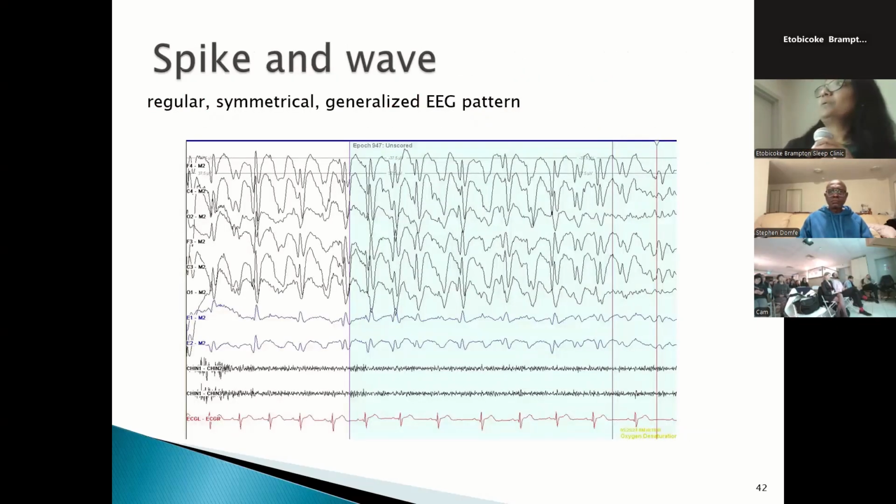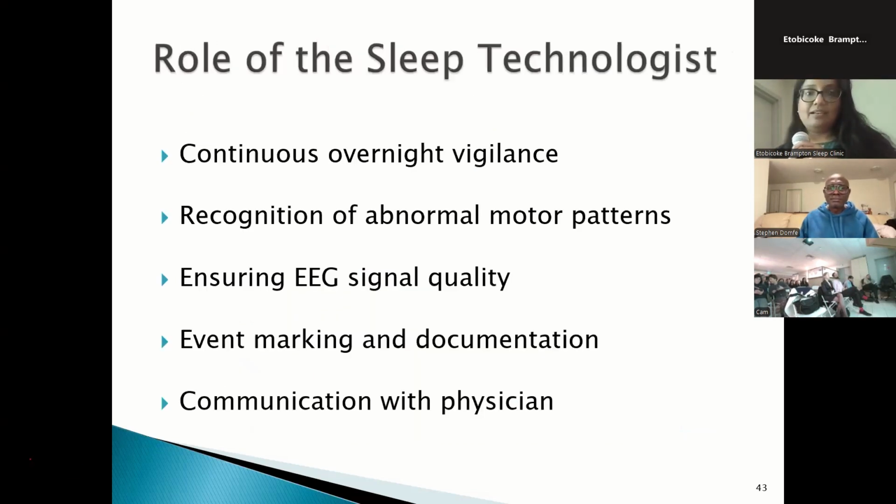This is the spike and wave pattern you see. Role of the sleep technologist: continuous overnight vigilance, recognition of abnormal motor patterns, ensuring EEG signal quality, which is challenging in kids but very important, event marking and documentation, and communication with the physician.